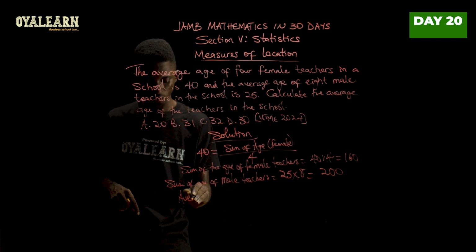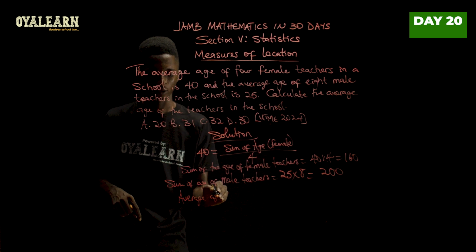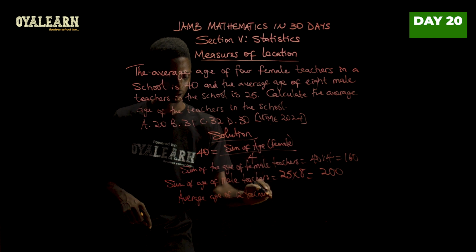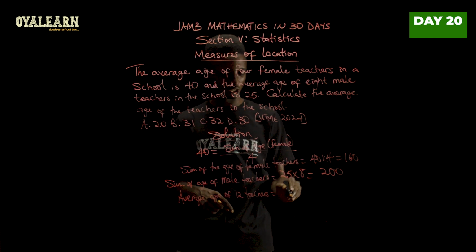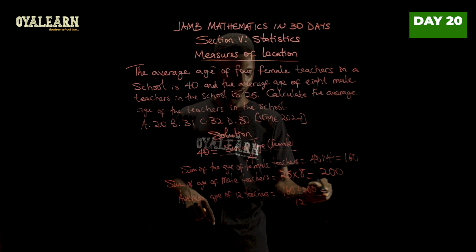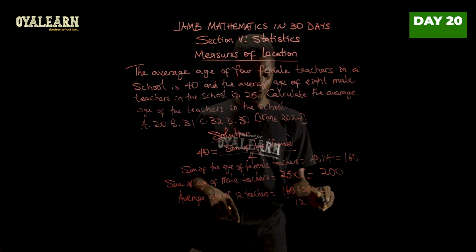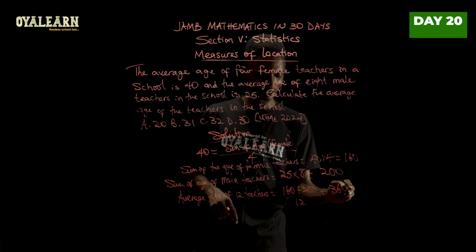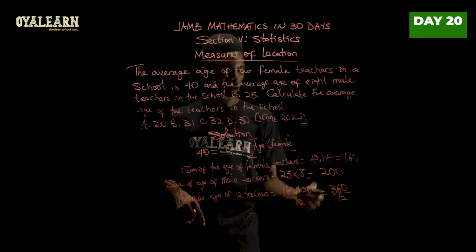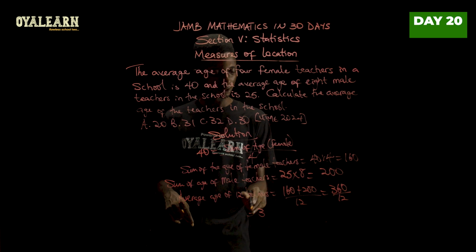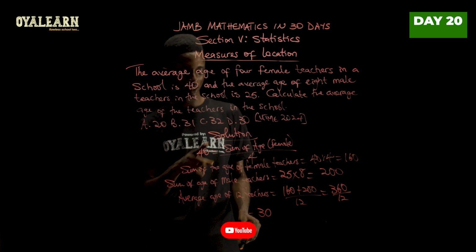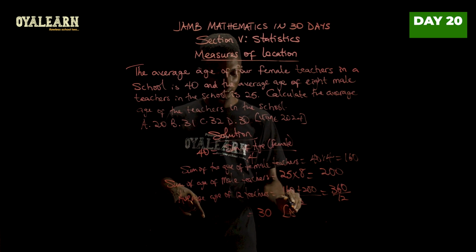So the average age of the 12 teachers would therefore be the sum of their ages, which is 160 plus 200 divided by 12. And when we add this, we're going to have 360 divided by 12. Now 12 will go in 36 3 times, and in 0 zero times, so we have 30 years. So the average age is 30, so the option to pick is D.